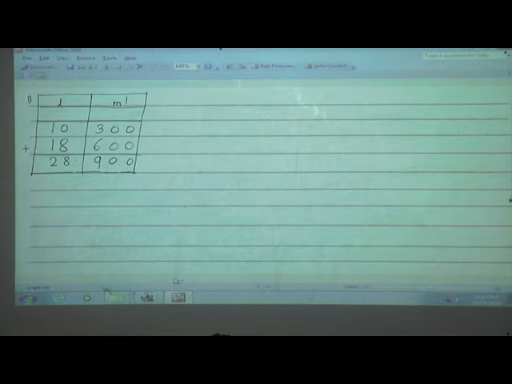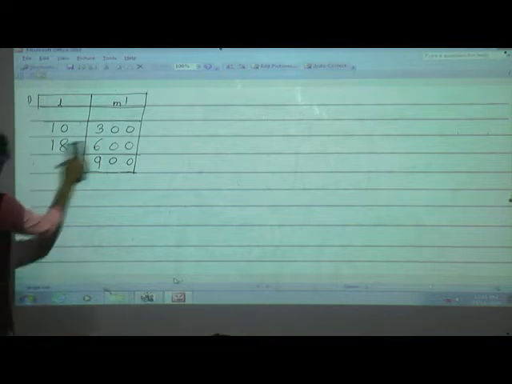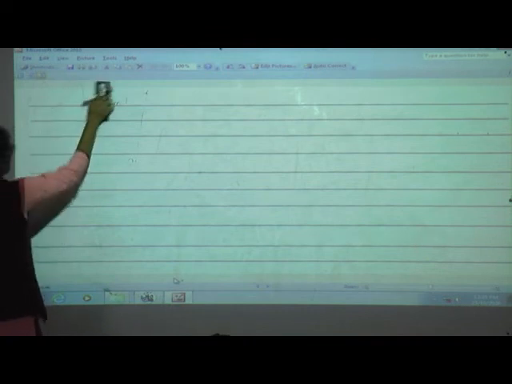Understood? From first dairy she bought 10 liter 300 milliliter and from another dairy she bought 18 liter and 600 milliliter. So in this way she bought 28 liter 900 milliliter milk in all. Understood? Okay. Now see the next question.